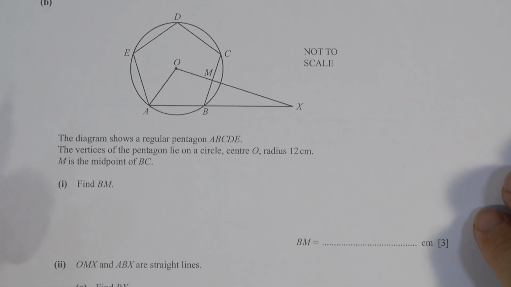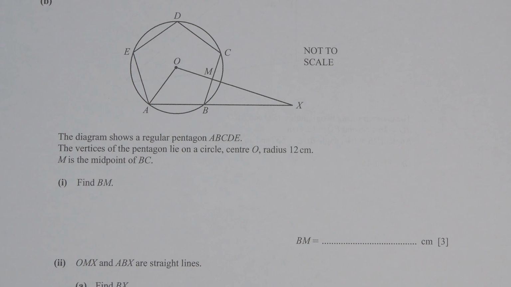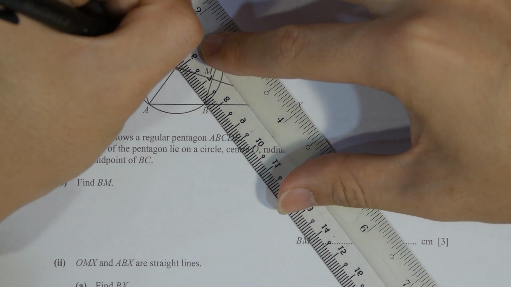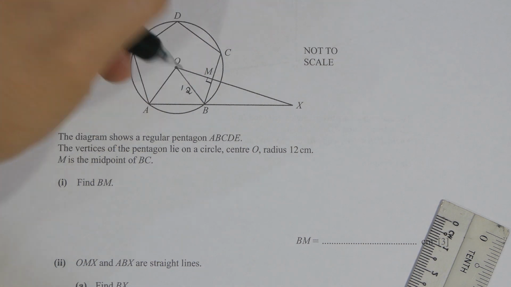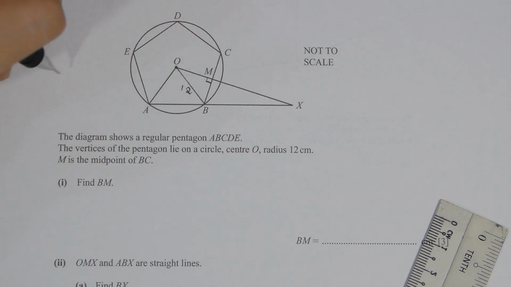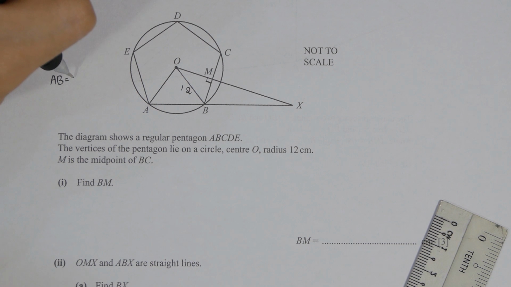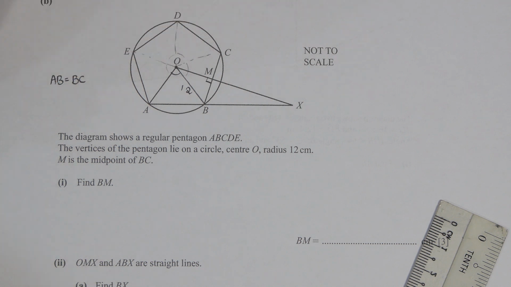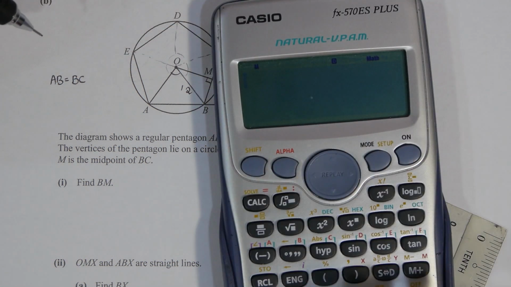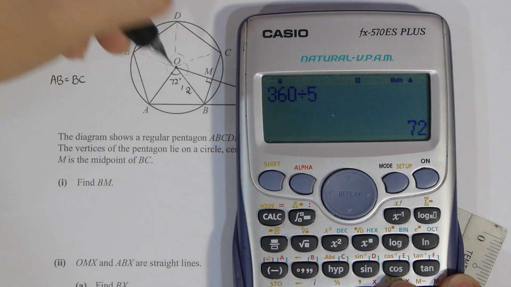For section B, first thing that I did was to identify the keyword regular pentagon. So all of the sides will be the same, which means the 360 is being split into 5 equal parts. So each of it will be 72. So AOB is 72, EOA is 72, etc.